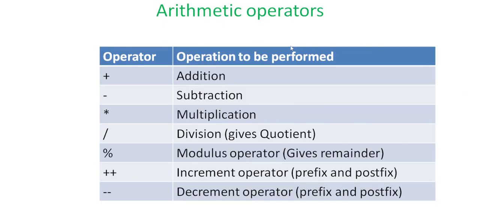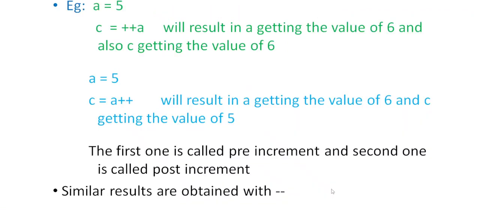So these are the arithmetic operators that are supported by the C language. Plus, minus, star, slash. Slash gives the quotient, whereas percentage is also related to the division, but it gives the remainder, not the quotient. And then these two special operators called plus plus and minus minus, which are called increment and decrement operators. This can be prefixed to the operand or postfixed to the operand. Prefix and postfix. Similar is the case with minus minus. So we'll see the examples also.